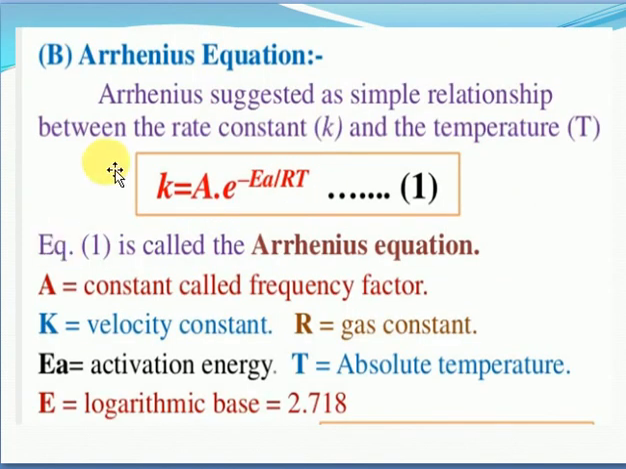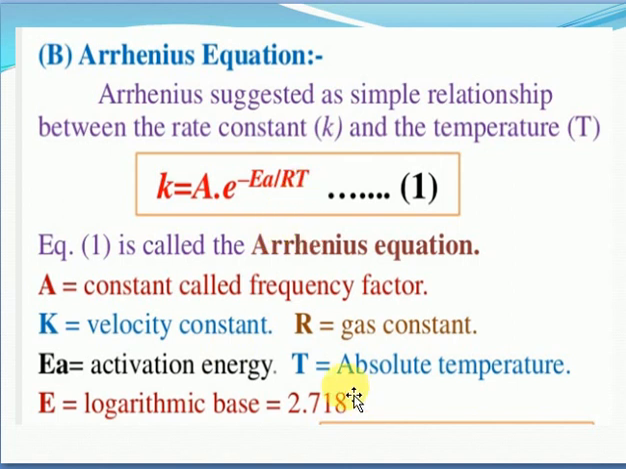Look at the Arrhenius equation. According to the scientist Arrhenius, K is the rate constant, also called velocity constant or speed constant. A stands for the Arrhenius constant, also called the pre-exponential constant. Next, Ea stands for activation energy.